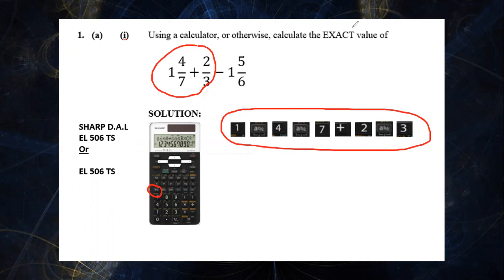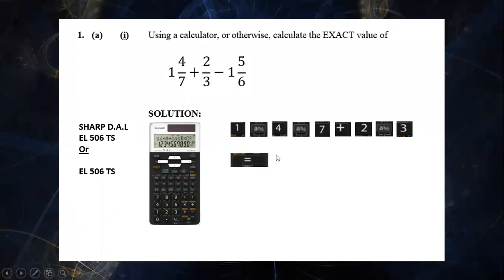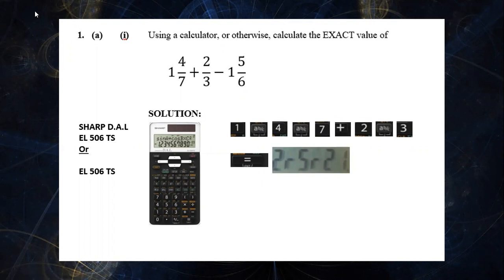Once we have that down, press the equal sign and tell me if you get this result. Great. Most important note, this is not an R. Neither does it mean remainder. This means it's a fraction, and it actually means 2 and 5 over 21. So do not put this as a remainder at all. That's the calculator's way of representing a fraction.